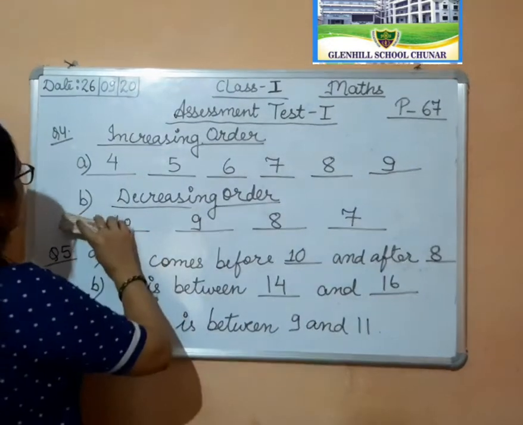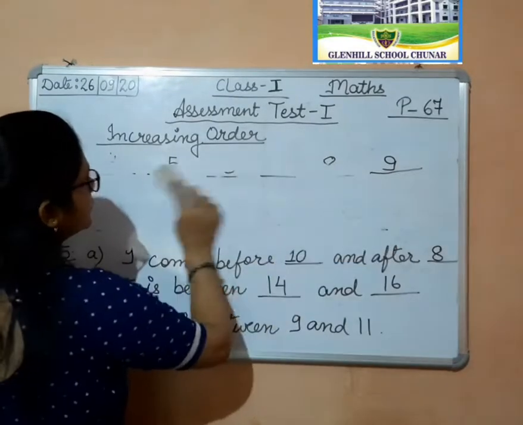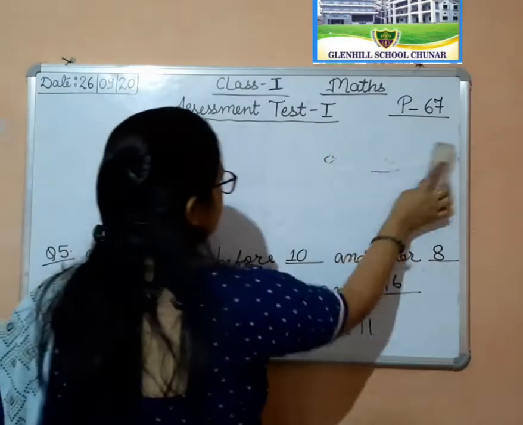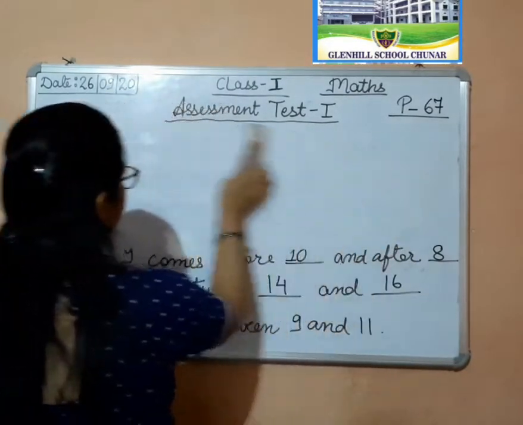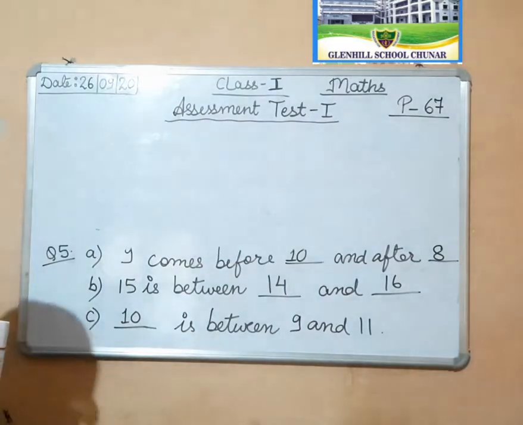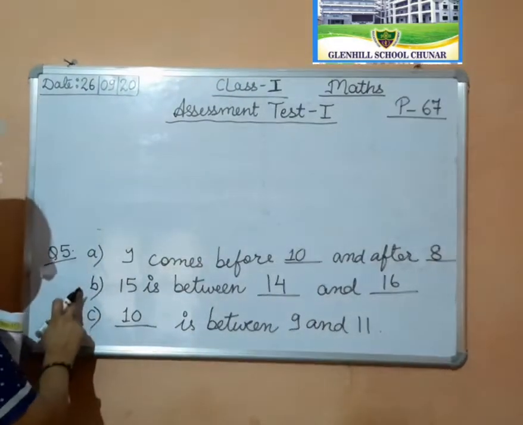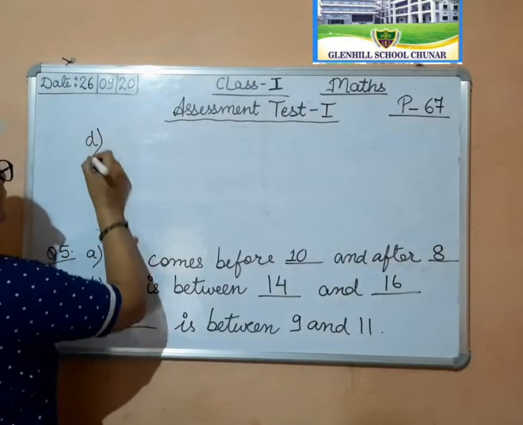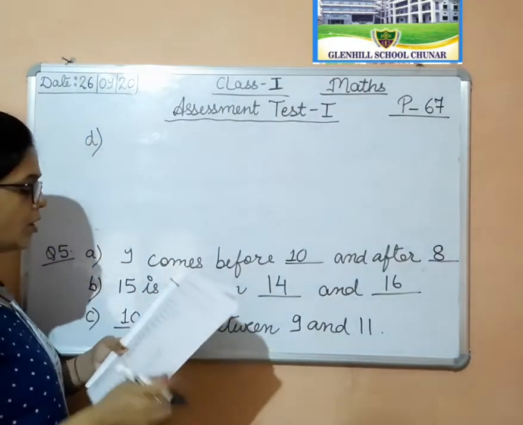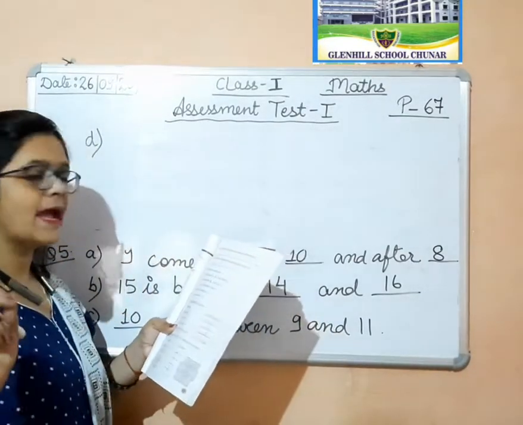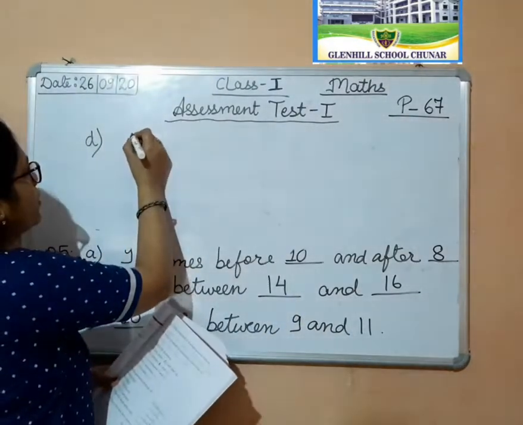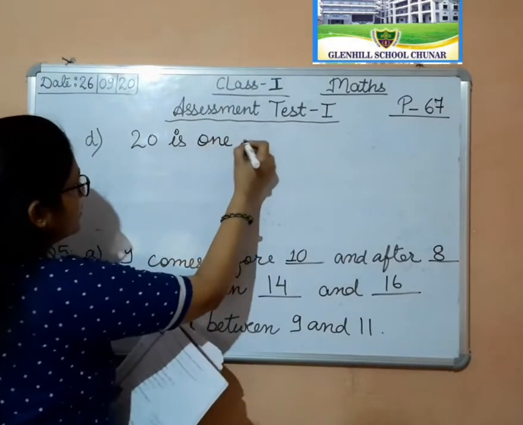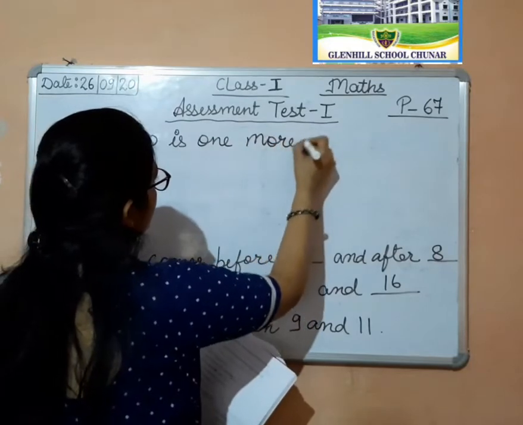Okay, I am moving to the next. Now in question number 5, A, B, C. Up to C I have written here. Now D. D, C. 20 is 1 more than 19. Sorry, 20 is 1 more than dash.